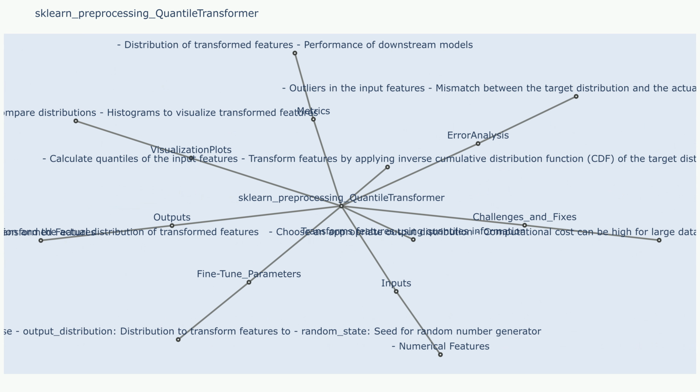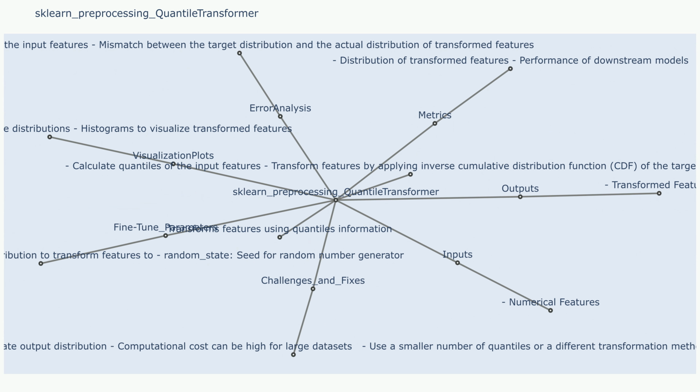Fine-tune parameters. Output distribution: uniform (default) or normal. This determines the target distribution for the transformed features. N quantiles: this parameter specifies the number of quantiles to use when computing the quantile transformation. A higher value of n quantiles results in a more precise transformation, but might lead to longer computation time.